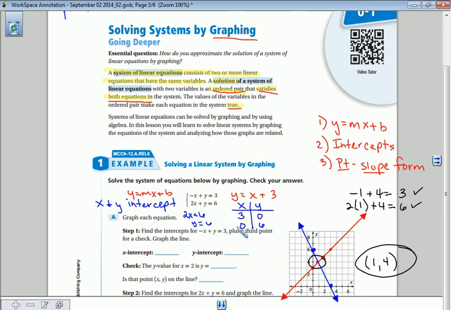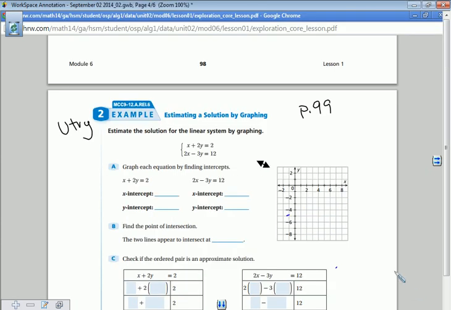Any questions? All right. So let's take a look at page 99. Example 2, I would like you to try this one. Here's your system. You can pick your method. This one's set up for intercepts, but you can pick your method and graph the system here. Let's see what you get.